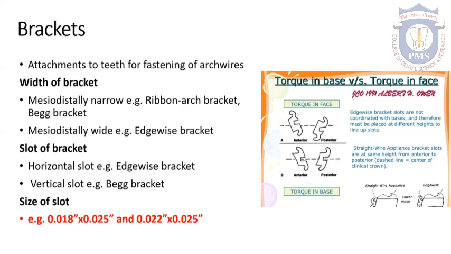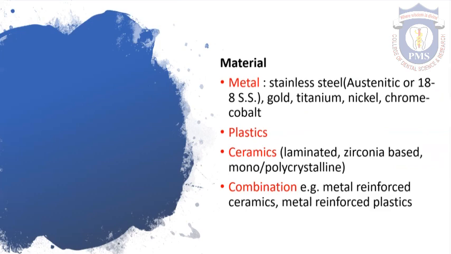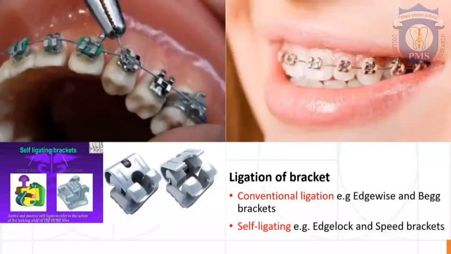Horizontal slot, example edgewise bracket. Vertical slot as in Begg bracket. Then according to size of slot, 018 by 025 and 022 by 025. According to material, it can be classified into metal, plastics, ceramics, and a combination, that is metal with ceramics or metal reinforced plastics. Then according to the ligation method, it can be classified into conventional ligation and self-ligation.